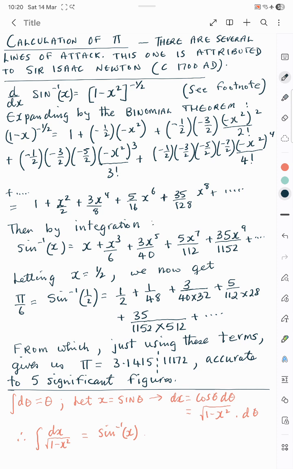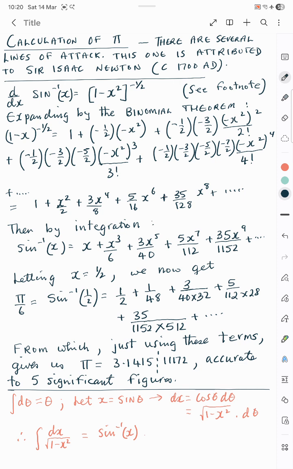So by integration, we'll get back to inverse sine of x, and integrating term by term, that'll give us x plus x cubed over 6 plus 3x to the 5th over 40 plus 5x to the 7th over 112 and 35x to the 9th over 1152, etc.